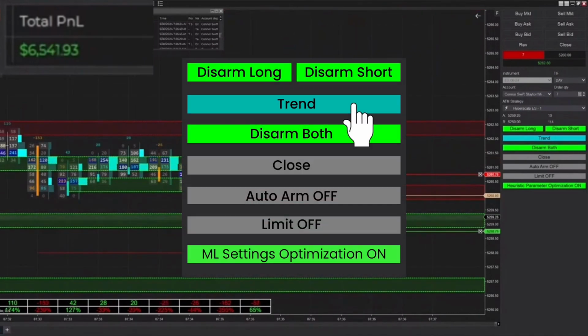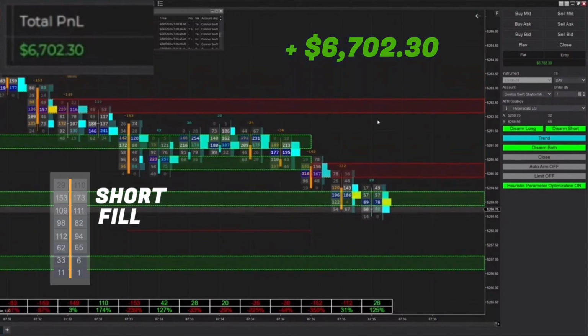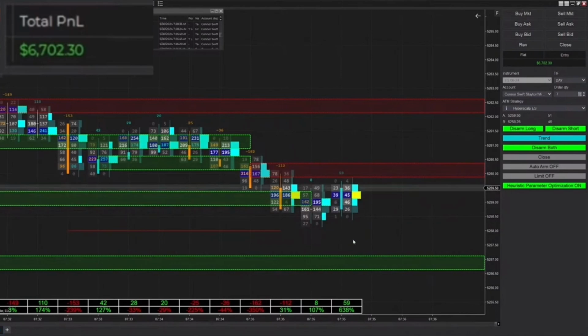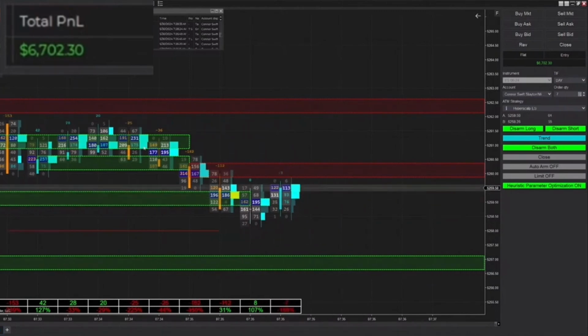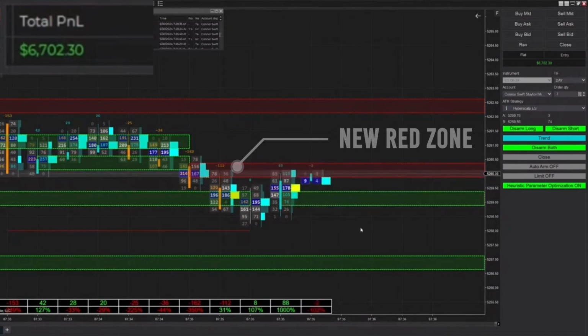But before we do that, we get filled into another short position there, up to 67 on the day now. Look at this. We have consistently negative delta. We broke through that zone. It canceled that one out. We've canceled this one out, canceled that one out as well. Formation of a new red zone here.